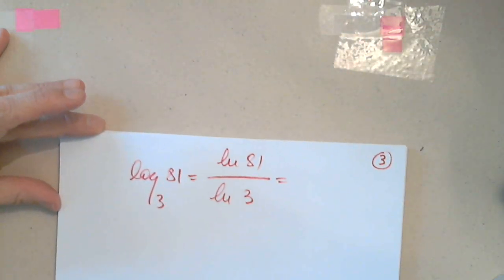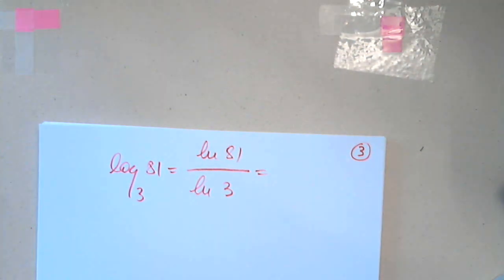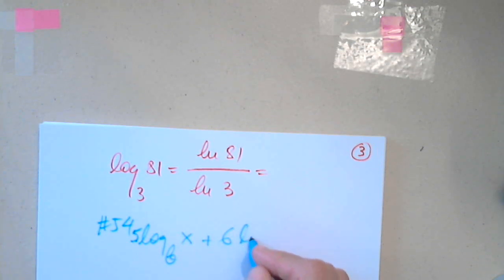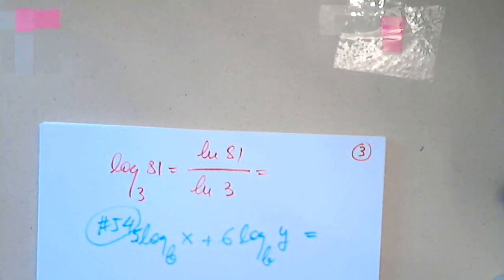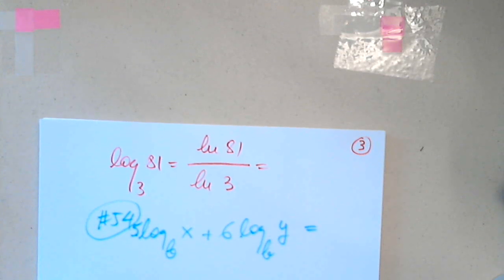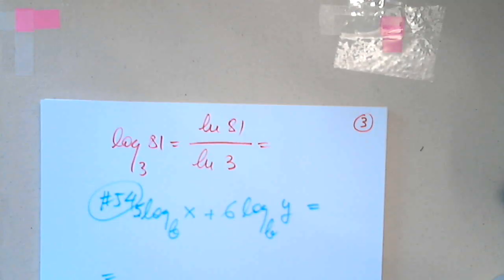Okay, so that was a condensing situation, a numerical one. But let's look at something that is a little bit more cumbersome, if you want. Let's say problem 54: 5 log base b of x plus 6 log base b of y. So 54 is the problem number. Okay, so let's see how we address this. I'm asked to condense into one single log.